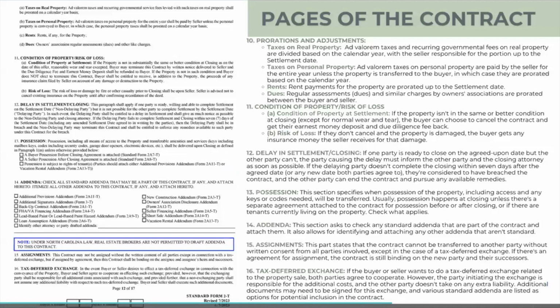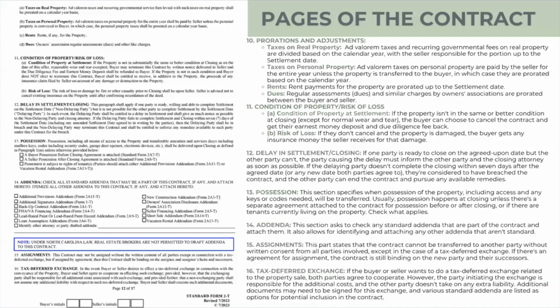All right, number 10 is prorations and adjustments. So taxes on real estate property. Ad valorem taxes and recurring government fees on real property are divided based on the calendar year, with the seller responsible for the portion up to the settlement date.